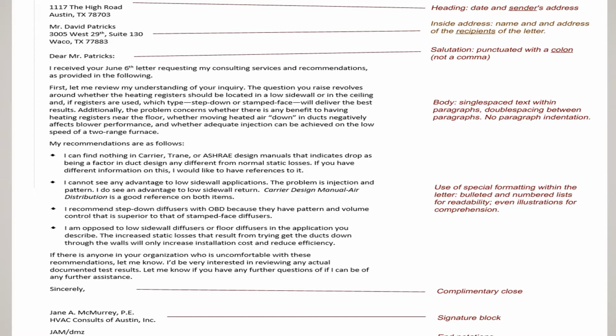Next, you choose a salutation. Salutations are very important because they indicate respect, and they also indicate the tone with which the person should read.